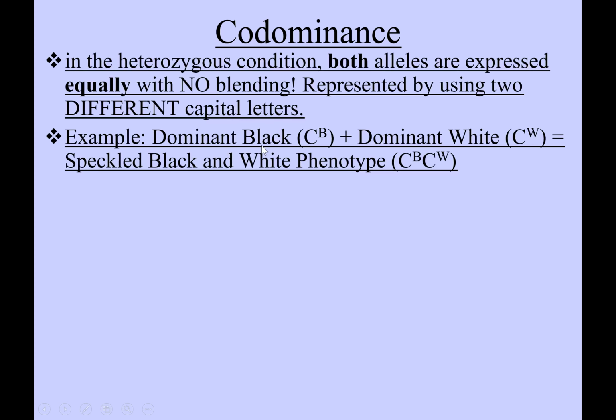So you have a dominant black allele, or CB. You have a dominant white allele, or CW.